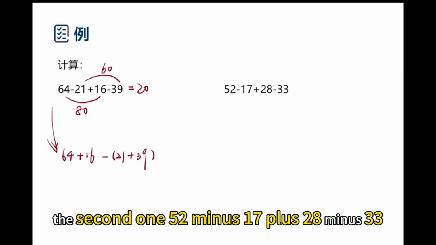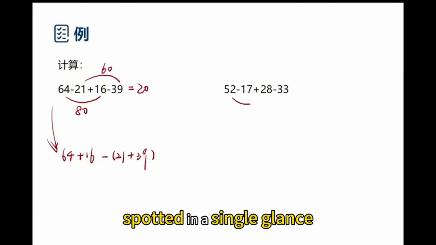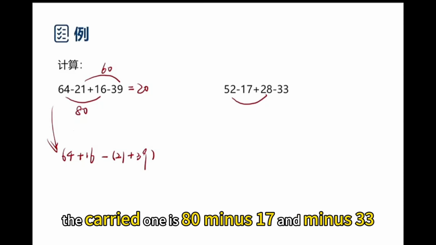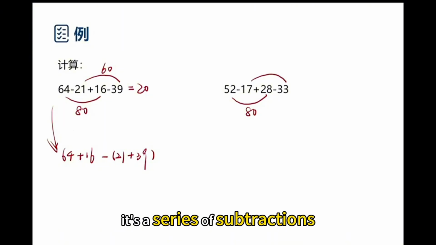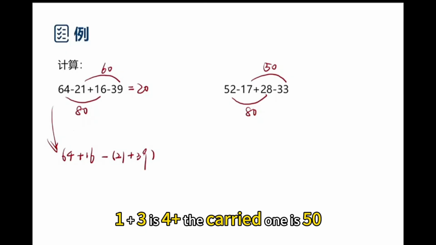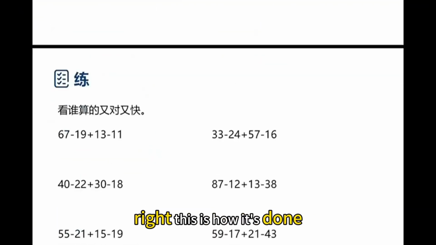The second one, 52 minus 17 plus 28 minus 33. You see it. The 2 and 8. Be sensitive. Spot it in a single glance. Okay, 52 plus 28. 5 plus 2 is 7, plus the carried 1 is 80, minus 17 and minus 33. Well, what do you know? 7 and 3 are good friends. It's a series of subtractions again. Subtract their sum all at once. 1 plus 3 is 4, plus the carried 1 is 50. 80 minus 50 is 30, right? This is how it's done.